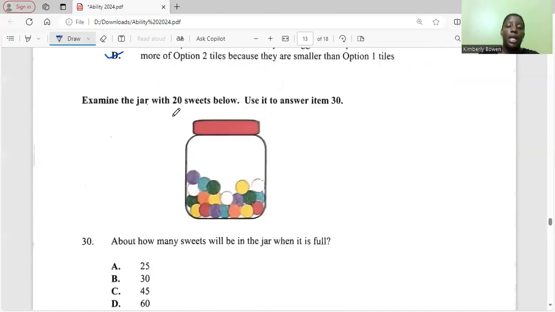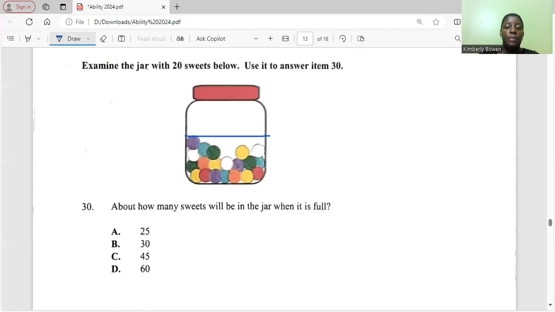Examine the jar with sweets below. Use it to answer item 30. About how many sweets will be in the jar when it's full? So there are 20 sweets in the jar, and it's literally almost half. And just draw a line. If I'm adding 5 more sweets, that's not going to be enough. 30, which is adding 10 more sweets, that is not going to be enough.